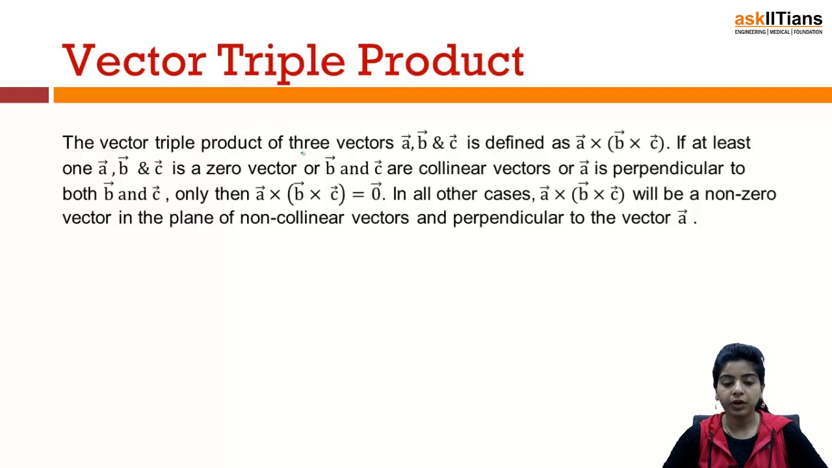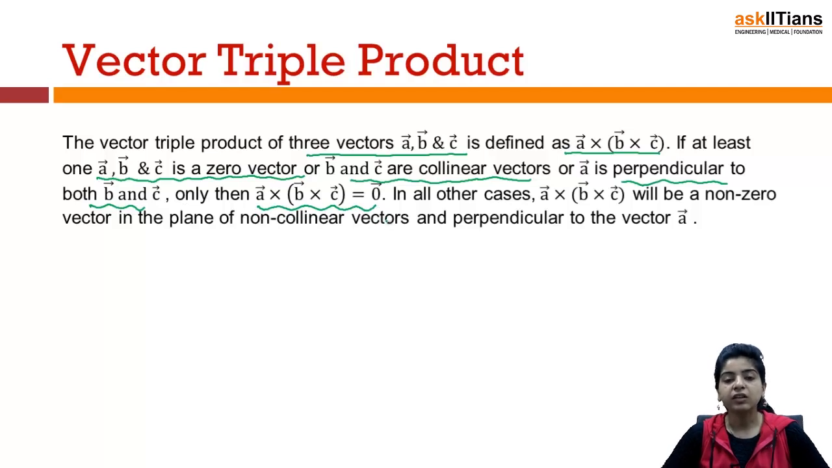The vector triple product of three vectors A, B and C is defined as A cross (B cross C). B cross C is in brackets. First of all you'll find B cross C, then we'll find the cross product of A with that resultant vector. If at least one of A, B and C is a zero vector, or B and C are collinear vectors, or A is perpendicular to both B and C, only then will this product turn out to be a zero vector. In all other cases, this product will be a non-zero vector in the plane of non-collinear vectors and perpendicular to the vector A.